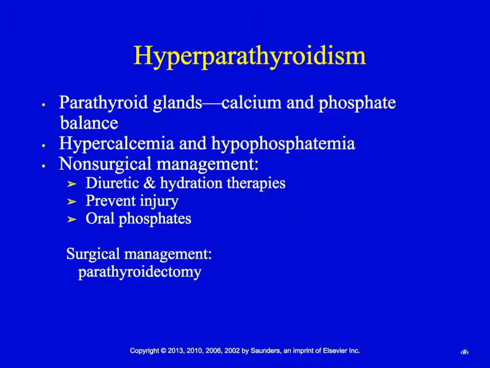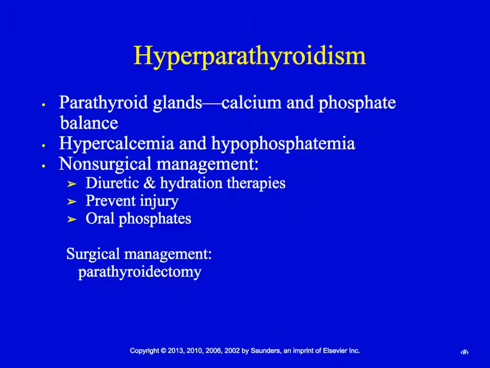So to diagnose hyperparathyroidism, they're going to have high calcium levels in their blood. So if we took a blood test, their calcium level in their blood would be high. And that's because they're not absorbing it into the bone and using it to make bones. And then remember, calcium and phosphorus are inversely related, so the patient would have high calcium levels and low phosphate levels.